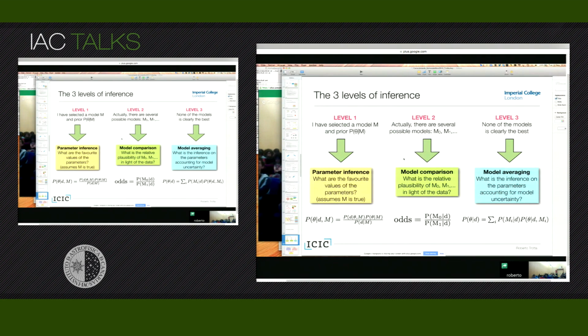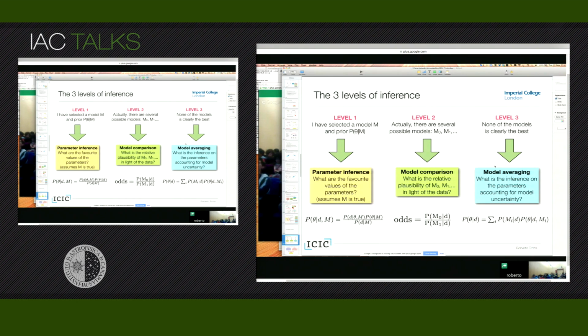Level 2 is when you realize, well, actually, there are several possible models for your data. You want to know which one is best in some sense. What is the relative plausibility of each one of the models in the light of the data? And that's Bayesian model comparison. This is what I want to do next. And the key quantity here is the posterior odds. That's to say the ratio of the model probabilities after we've seen the data. If there are two models, it's just a ratio of model 0 to model 1 given the data.